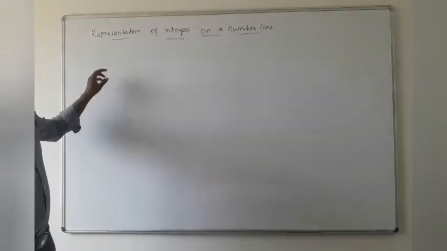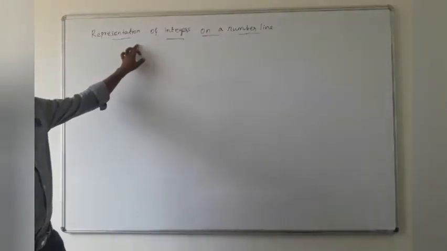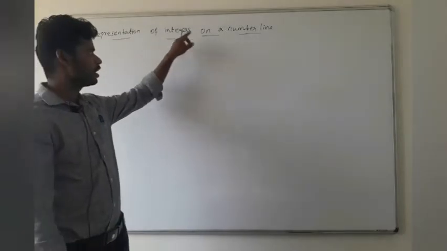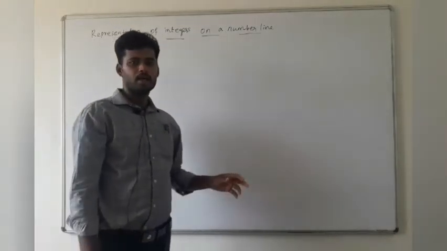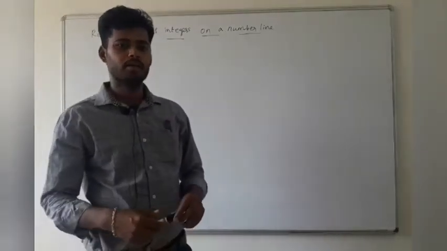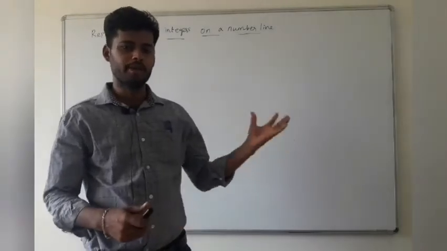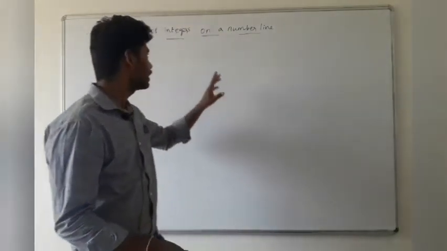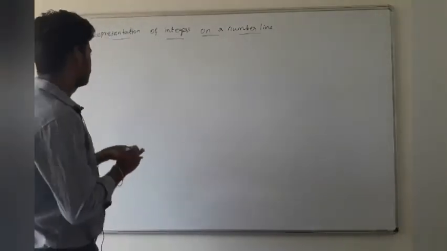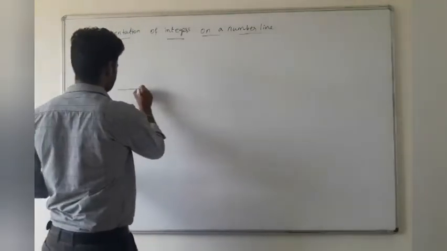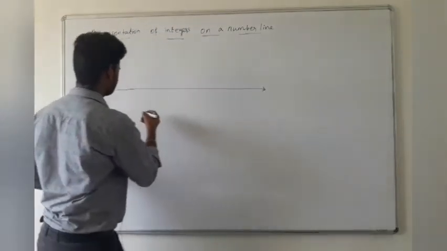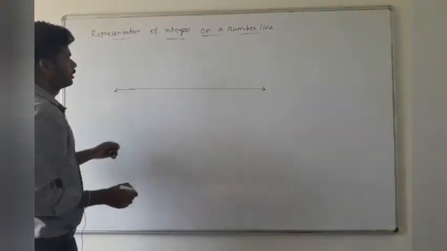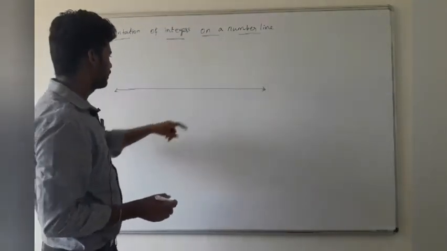Hi everybody. Today this topic is representation of integers on a number line. Already you know integers. What is meant by integers? Whole numbers and the negative of natural numbers together are the collection of integers. Now, that is integers on a number line.